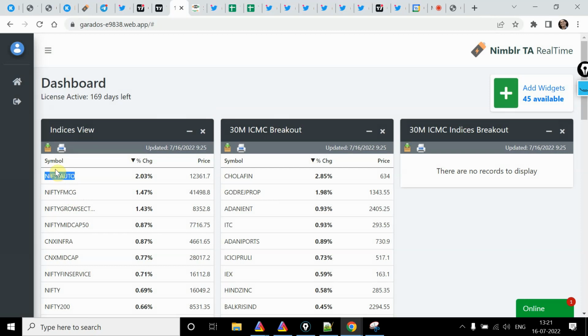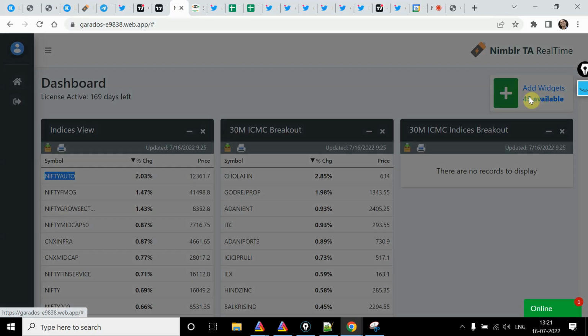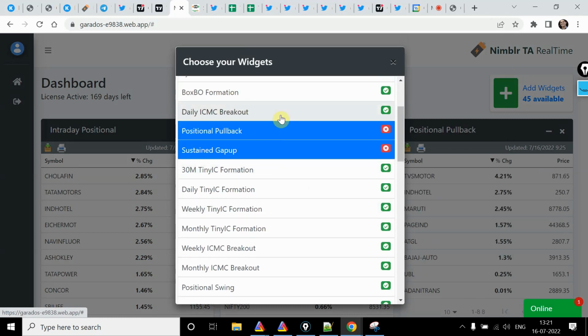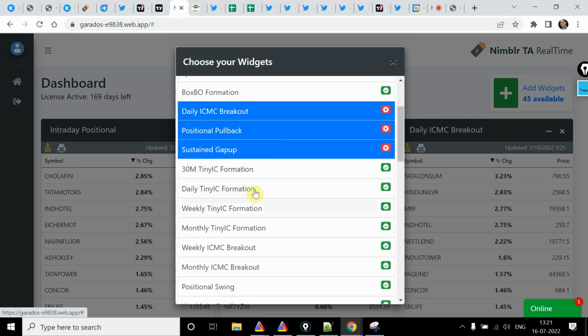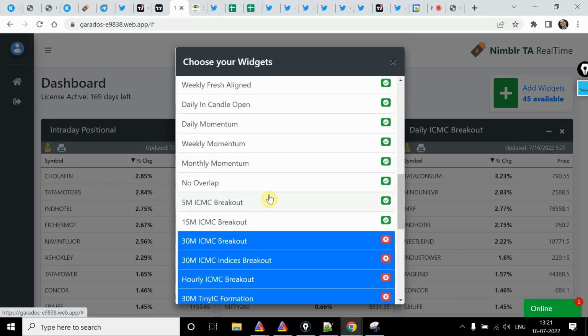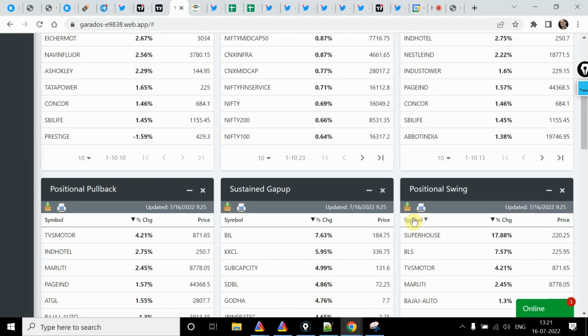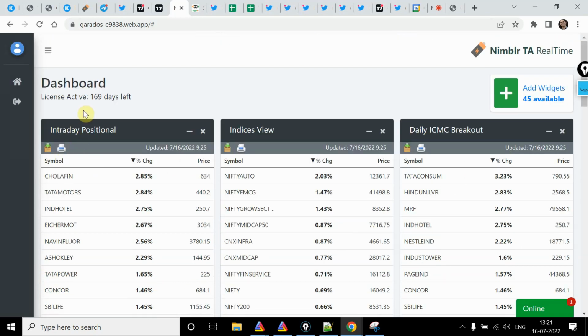So Nifty Auto over here, you don't have to go for the specific stocks. They will be available in this dashboard itself. If you enable intraday, positional, gap ups, ICMC breakout, tiny IC, swing and all these, they will automatically show those stocks. MRF will be there, you will have Tata Motors there, you will have TVS Motor there, you will have Maruti there. So it will be all across this dashboard because that is the buzzing sector.